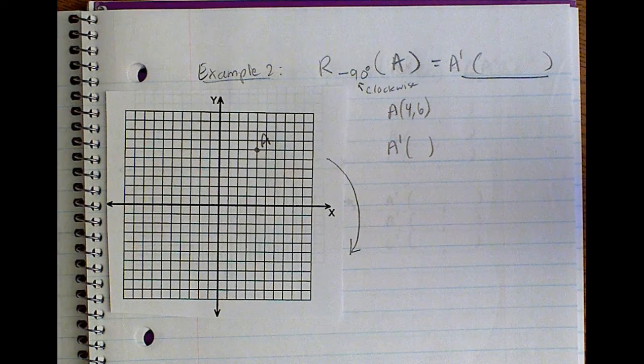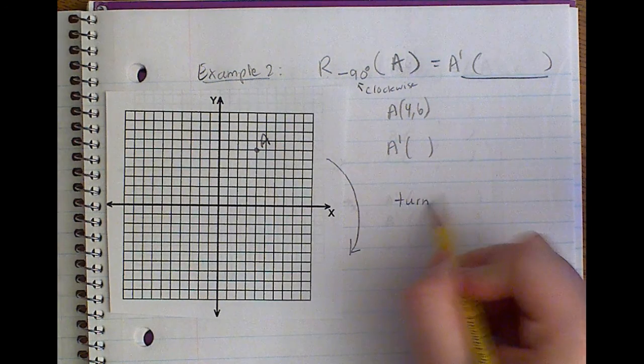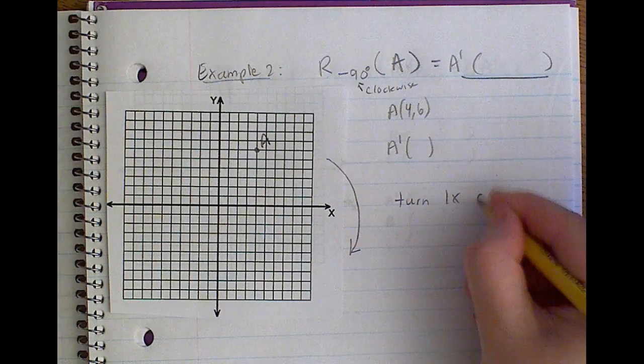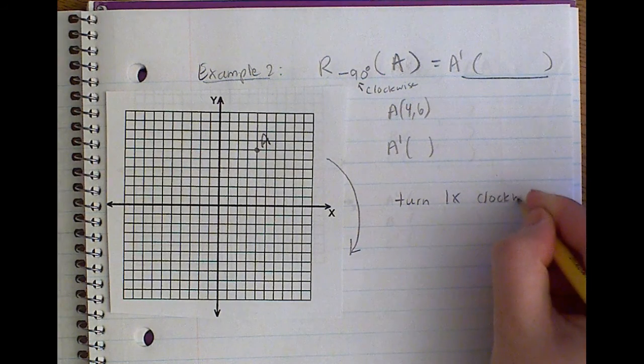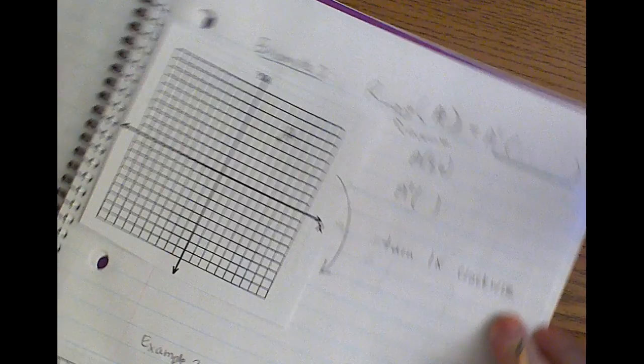All right. So I want to turn my paper one time. So turn one time in the clockwise direction. So it's going to look like this. Turning once.